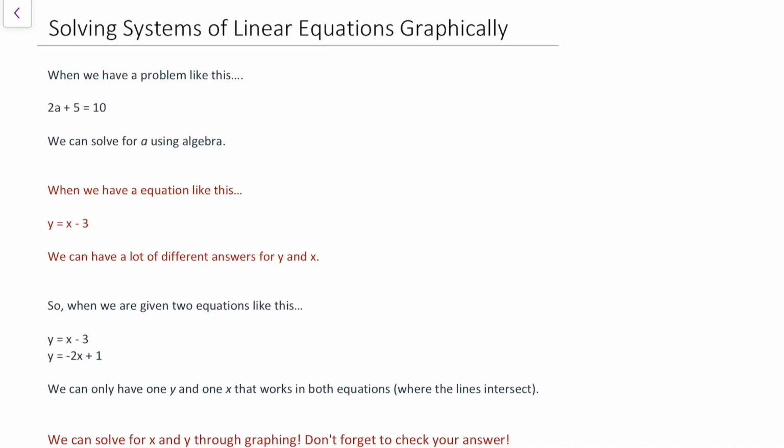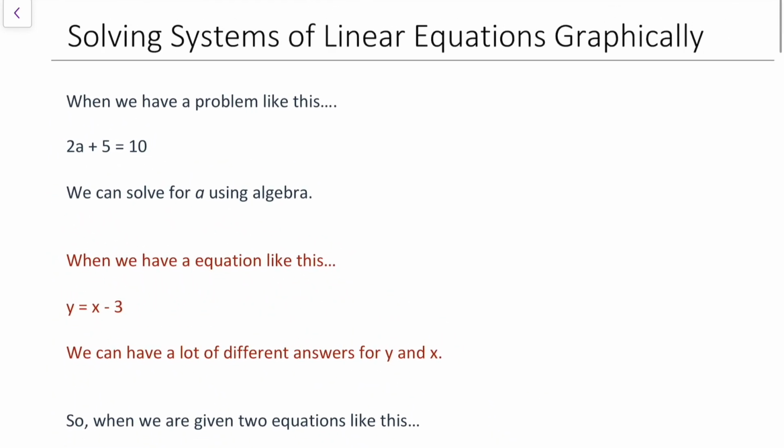In this video, we are looking at solving systems of linear equations, specifically looking at how to do this graphically or using graphing. So when we have a problem like this, 2a plus 5 equals 10, and we're trying to solve the linear equation, what that means is we're trying to figure out what value would go for a in order for this equation to make sense. And there's only one answer here. There's only one number that a can be in order to make that sentence make sense.